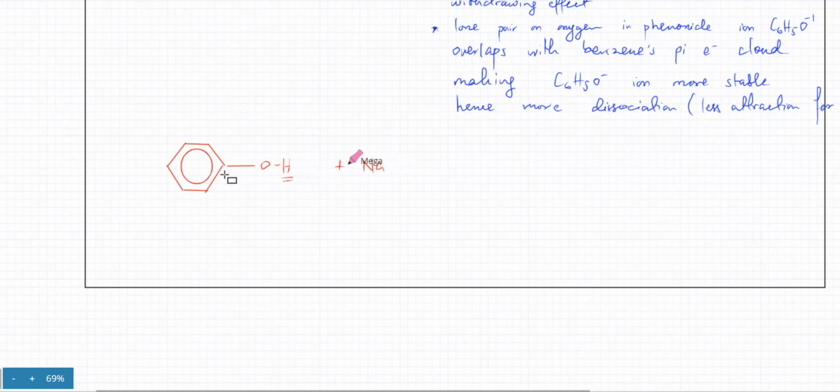With sodium, the H is going to get displaced, and it's going to get replaced by Na. That would result in the formation of the salt, which is going to be sodium phenoxide, plus H2 gas is going to be produced.